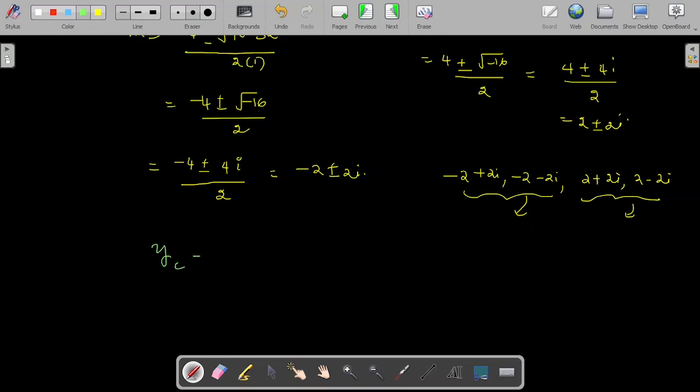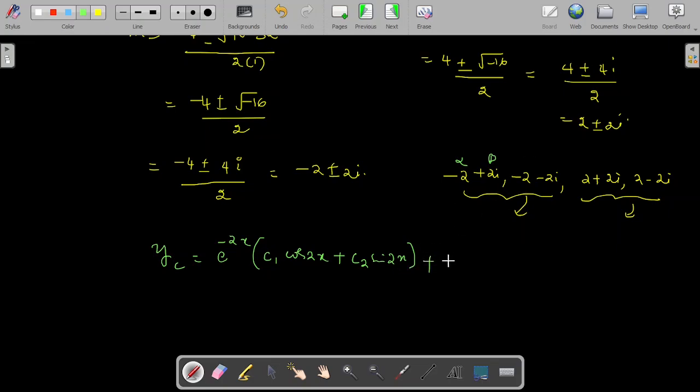So, the complementary function equals e to the power alpha, here alpha is minus 2 and beta is 2. So, e to the power minus 2x into c1 cos 2x plus c2 sin 2x. For both the roots together, we write this single solution. Don't write it separately, because the cos and sin terms are two different terms. So that covers these two conjugate roots.